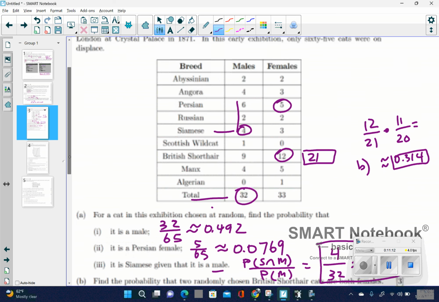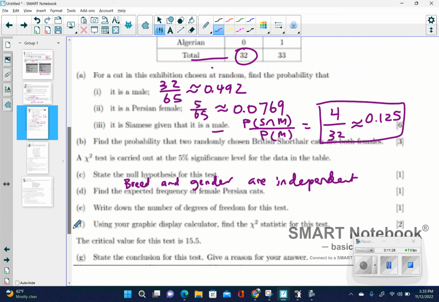So female Persian cats. If we take a look over here, we want Persians. Altogether, there are 11 Persian cats between male and female. So that is 11. Okay, 11 times the total number of, what we have to do is find the total number of female cats. So the total number of female cats is 33. So 11 times 33 divided by the total number of cats altogether, which is 65.